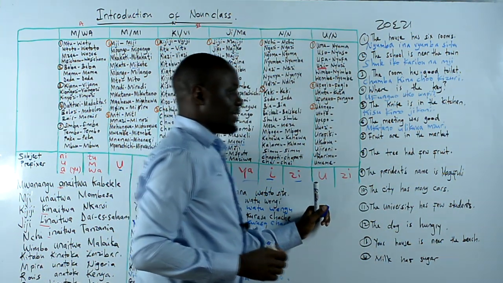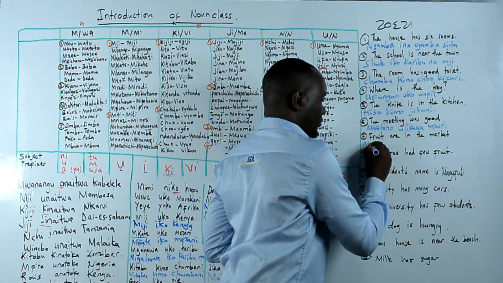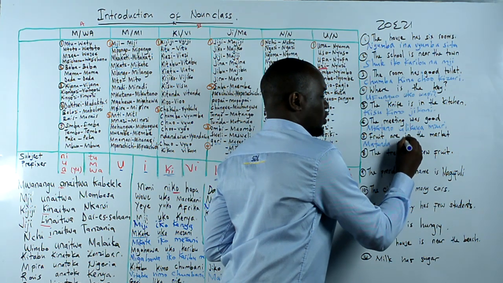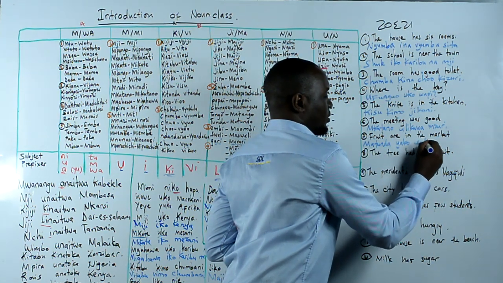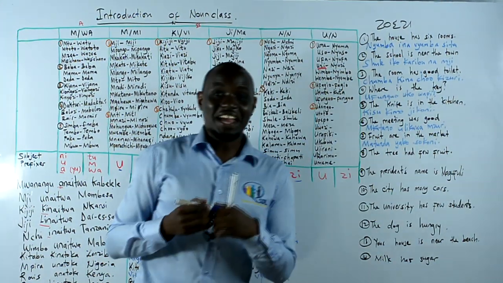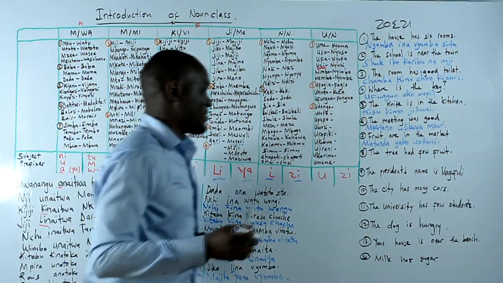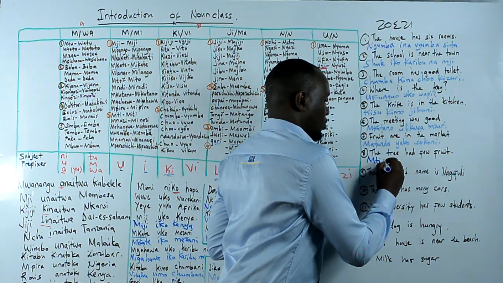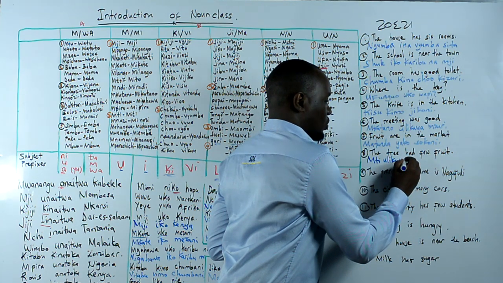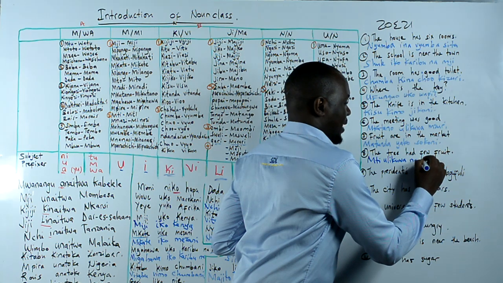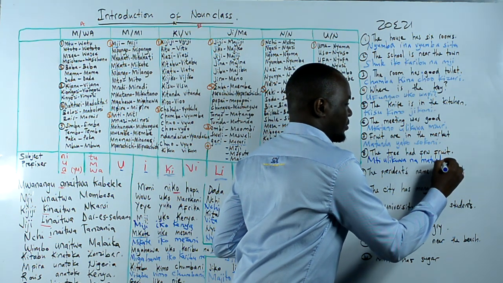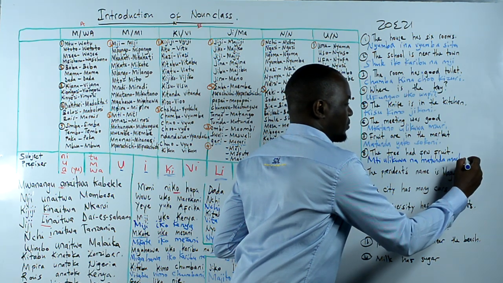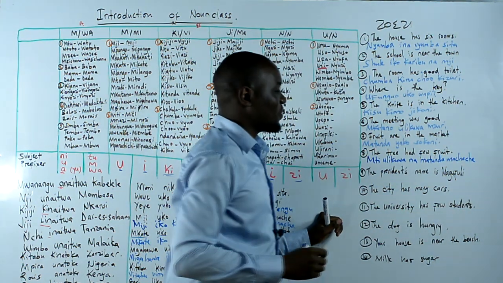Fruit are in the market. Matunda yako sokoni. Matunda yako sokoni. And how do you say the tree had few fruit? Mti ulikuwa na matunda machache. Mti ulikuwa na matunda machache.